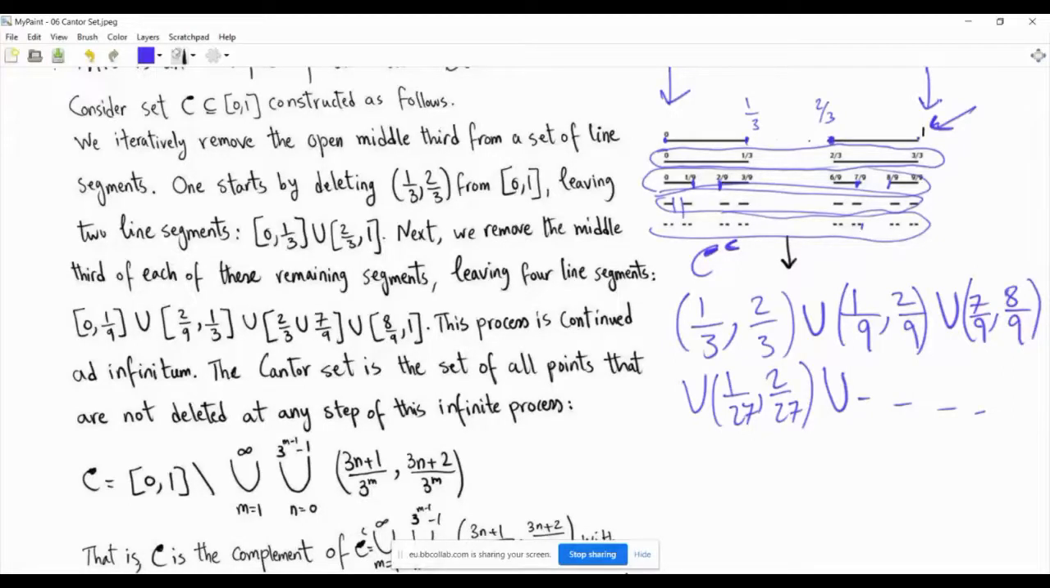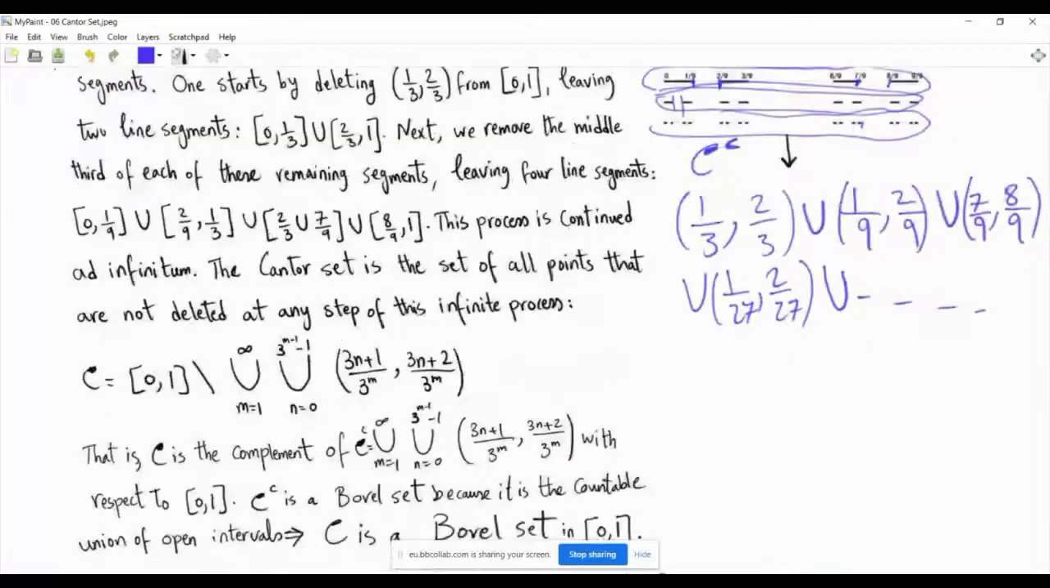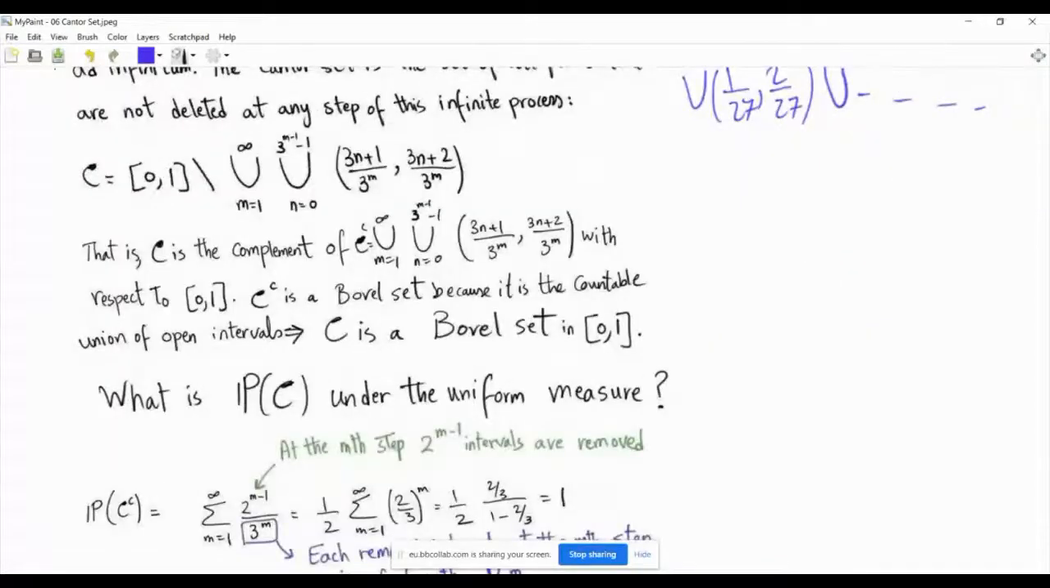Now, since the Borel sigma algebra is a sigma algebra, if it contains a set, then it must contain its complement. So the Cantor set itself is in the Borel sigma algebra. So it is a Borel set indeed. Here is what I'm doing: I'm basically trying to say that the complement is a countable union of open intervals, and hence the Cantor set is a Borel set.